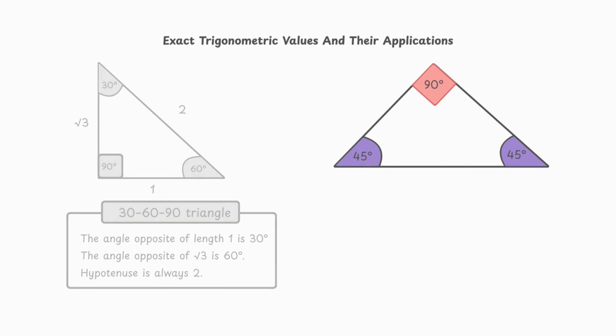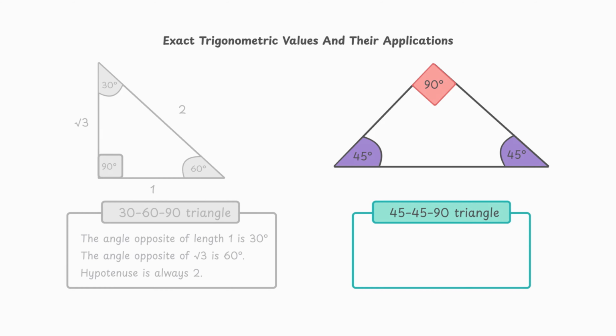Now let's move to the second triangle on the right. This is a 45 degrees, 45 degrees, 90 degrees triangle. Here, both angles at the base are 45 degrees and both sides are equal. So the two shorter sides are both 1 and the hypotenuse is square root of 2. So the ratio here is 1, 1, square root of 2. Now again, these values are exact. From this triangle, sine of 45 degrees equals 1 over square root of 2. Cosine of 45 degrees equals 1 over square root of 2. Tangent of 45 degrees equals 1.